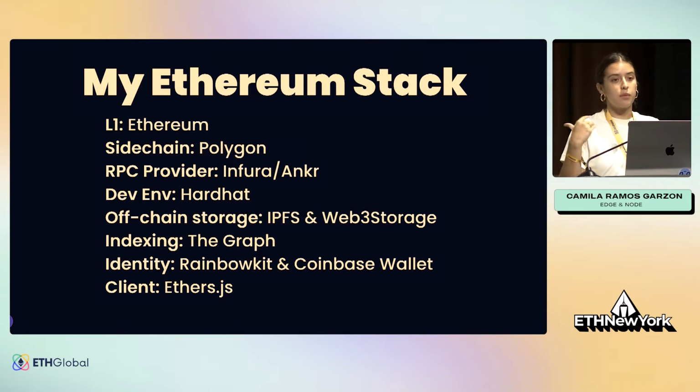So for my L1, I'm using Ethereum. For my sidechain, I'm using Polygon. For the RPC provider, I'm using Infura in this specific project, but I've recently started using Anchor, and I really like Anchor a lot. For my dev environment, I'm using Hardhat, but I've also started using Truffle recently. It's newer, and it has some advantages over Hardhat for specific projects, so I'm going to start trying to use Truffle more. For off-chain storage, I'm using IPFS and Web3 storage. For indexing, I'm using The Graph.